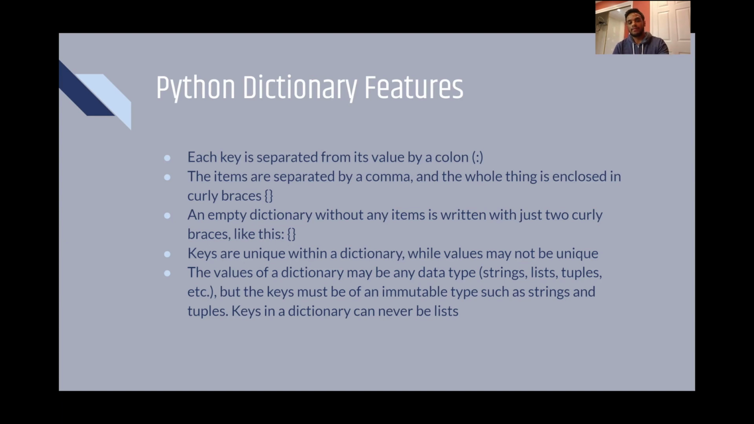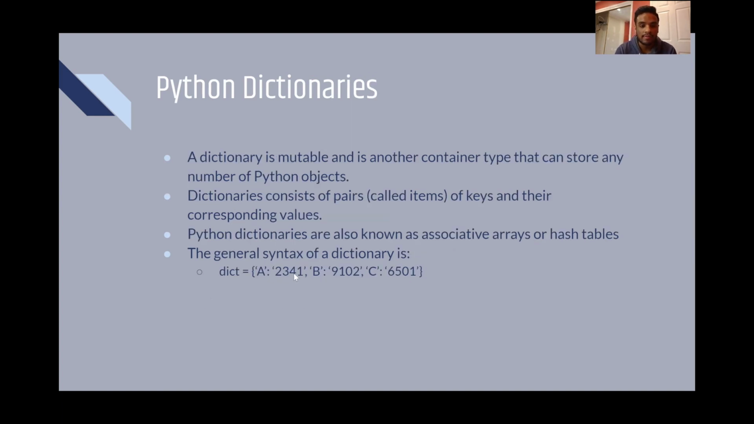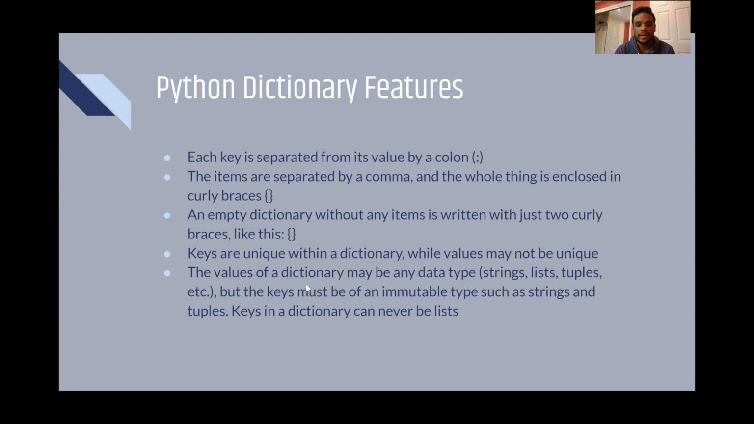And another thing is the values of a dictionary. The values of a dictionary can be anything. Anything to the right of the colon is known as the value, and it could have any data type. It could be an immutable type, like strings or tuples, or mutable types like lists. But the key must be an immutable type. So it can only be strings, numbers, or tuples. It cannot be lists. Keys can never be lists.